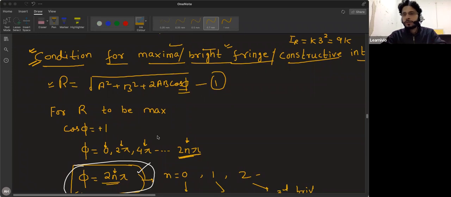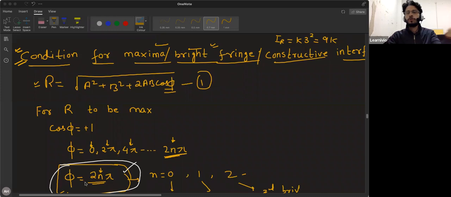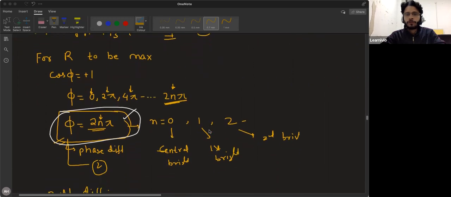Okay, instead of phase difference, if I want to calculate the path difference, how will you do it? We know the phase difference for the bright fringe or the maxima. How will you calculate the path difference? We will multiply it by lambda by 2 pi. Everyone is getting this? The relation between phase difference and path difference is lambda by 2 pi into phase difference.